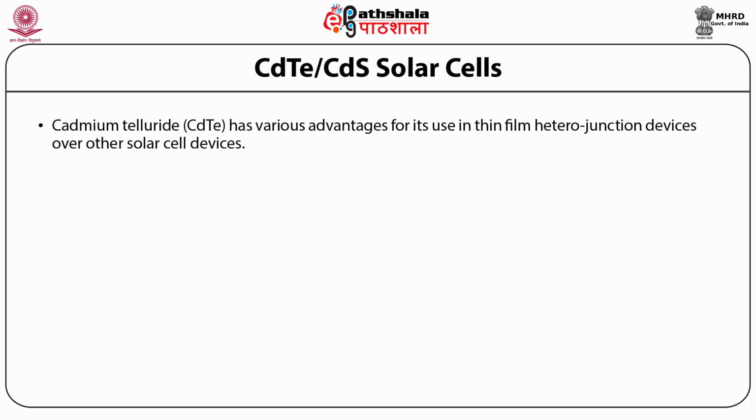Cadmium telluride, cadmium sulfide solar cells. Cadmium telluride has various advantages for its use in thin film heterojunction devices over other solar cell devices. It has a direct band gap of nearly 1.47 electron volts, which matches with the sun's spectrum, and hence it can be used as a high efficiency photovoltaic material.